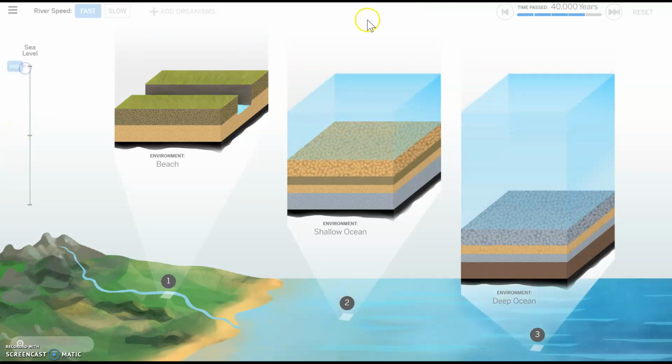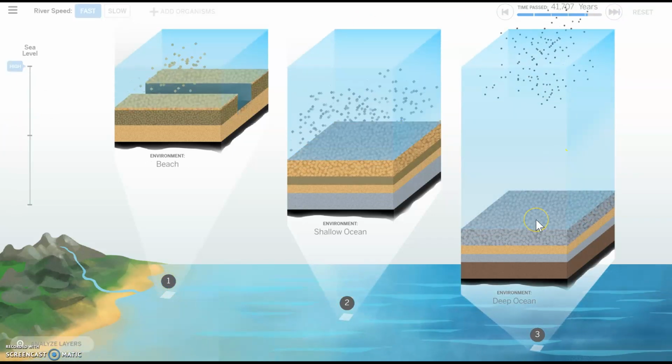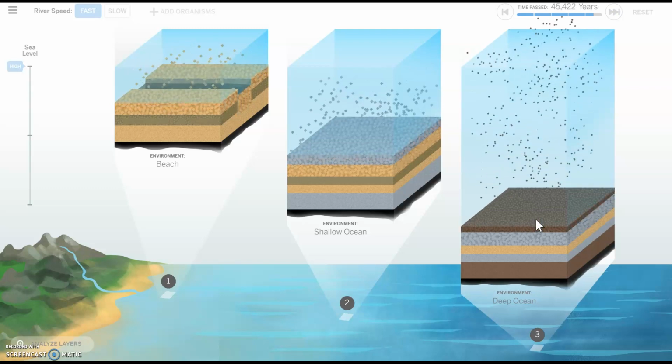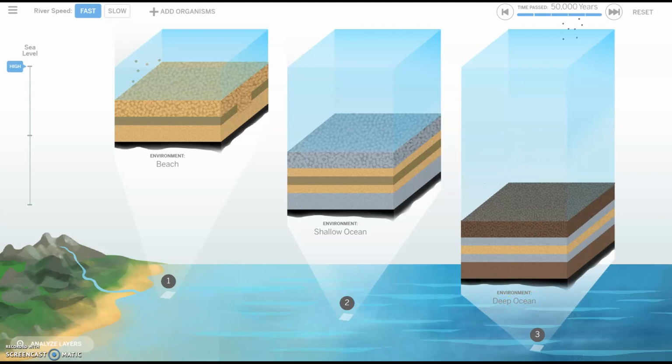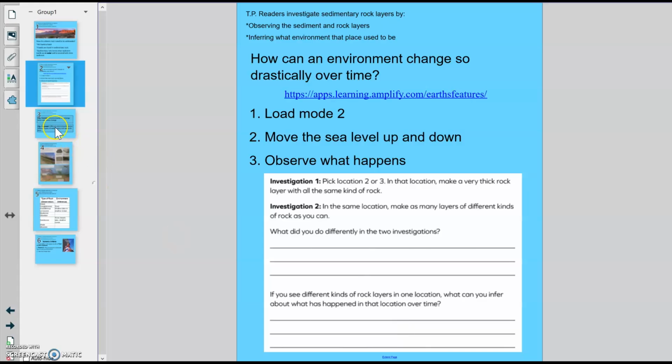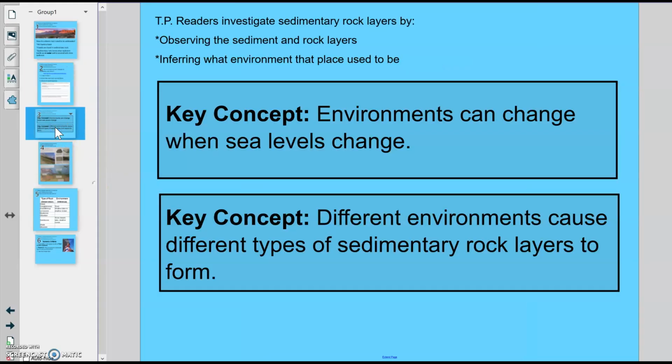Okay, so when we see different rock layers, we know that's because the environment changed. So we learned two very important things just now. One, environments can change when the sea levels change. And two, different environments cause different types of sedimentary rock layers to form.